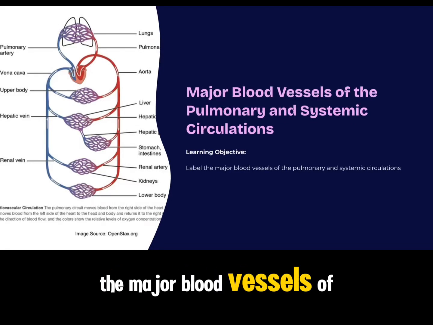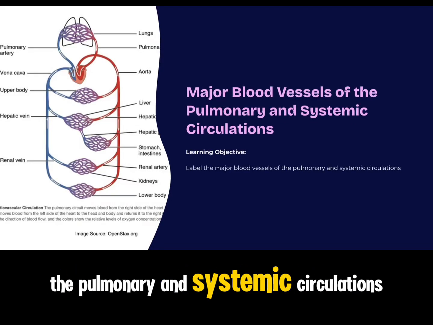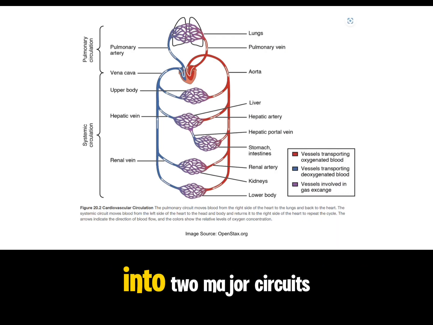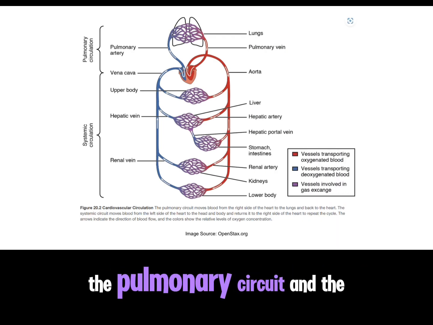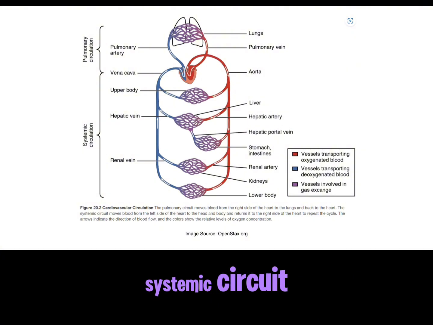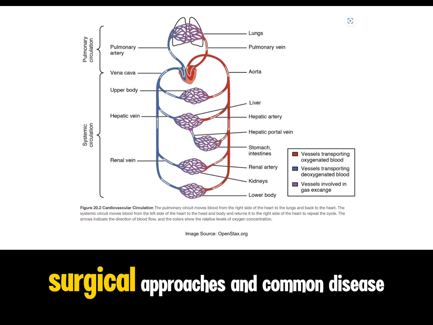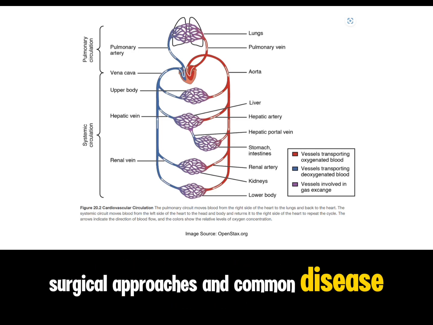Label the major blood vessels of the pulmonary and systemic circulations. The circulatory system is organized into two major circuits, the pulmonary circuit and the systemic circuit, each with a network of key blood vessels essential for understanding imaging studies, surgical approaches, and common disease patterns.